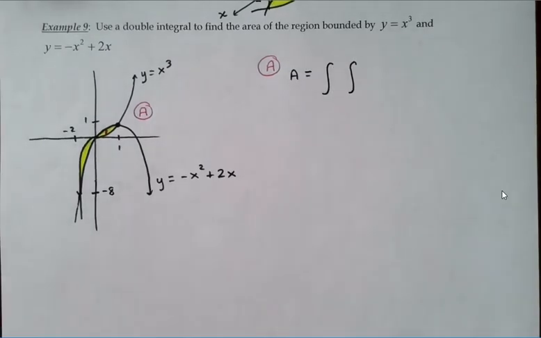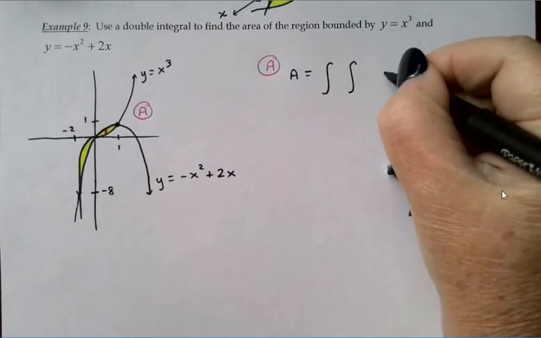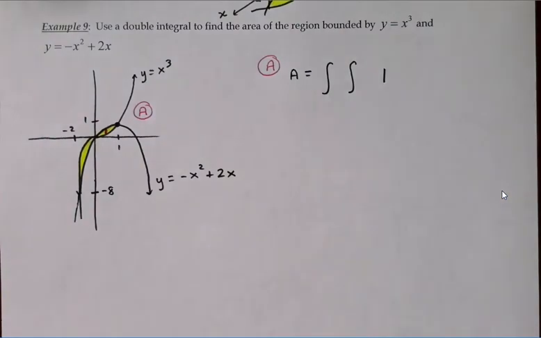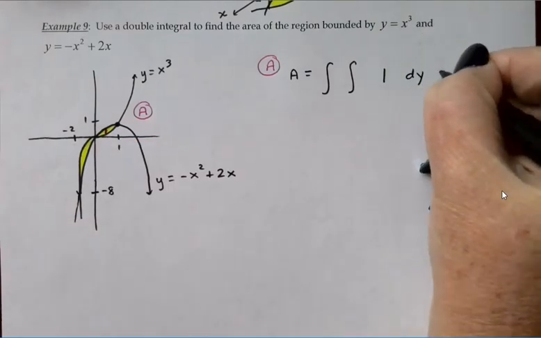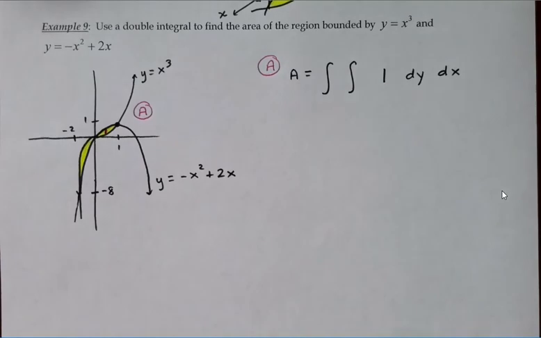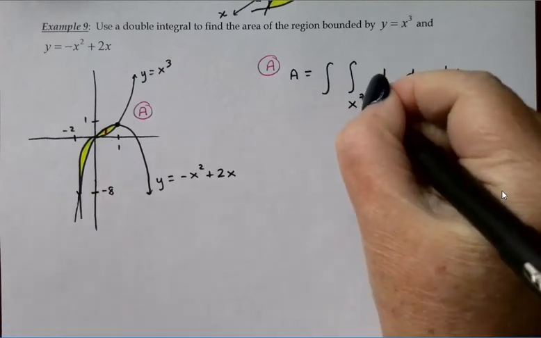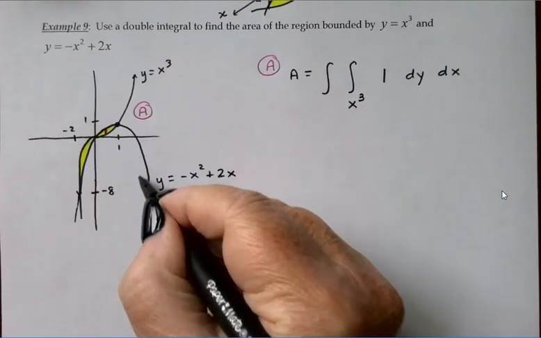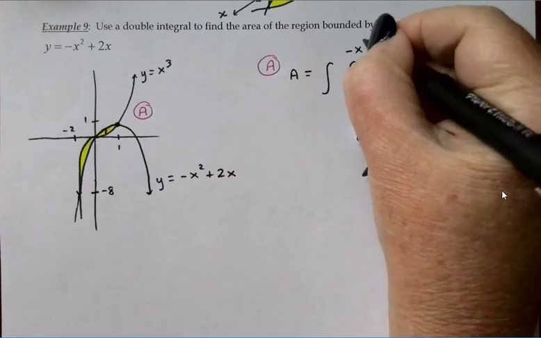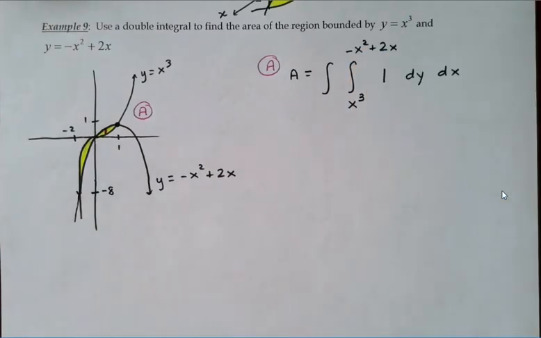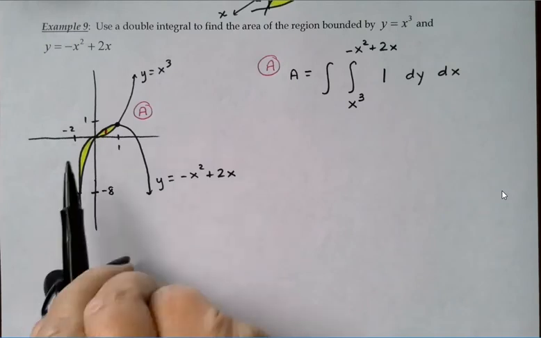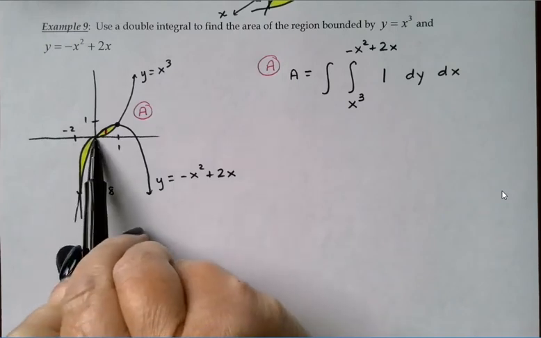is the double integral. By default, when I want area, I use 1 as the height function. And then since we're going to go with vertical rectangles, we'll go in the order dy dx. For the y values, the bottom of the rectangle is on the x cubed curve, and the top is on the parabola, giving me my limits of integration for y. And in the first quadrant, the x's would go from 0 to 1.